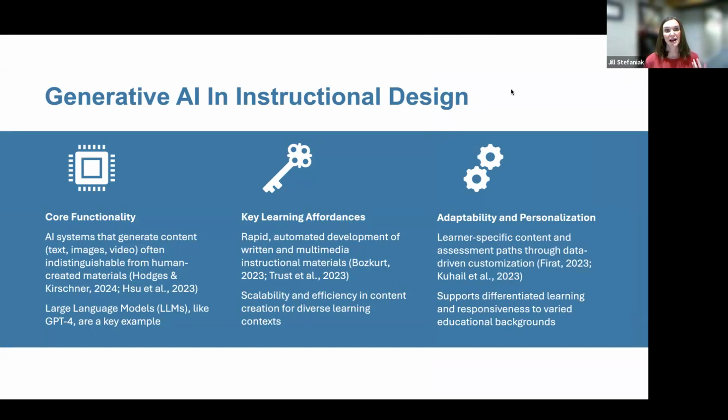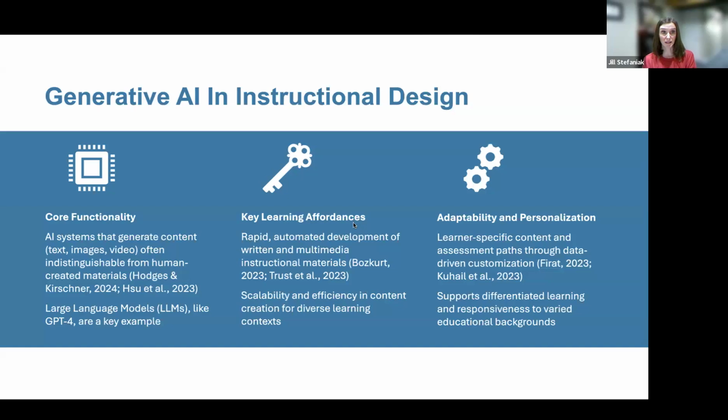But again, this is where we're looking at AI systems that are generating content for us: text, images, videos. Keeping in mind that there's a lot of opportunity for us to do certain things that typically would have taken us a lot longer to do. We also have opportunities for key learning affordances, such as the ability to do rapid automated development. If you're working with more global audiences, being able to engage in translations much quicker.